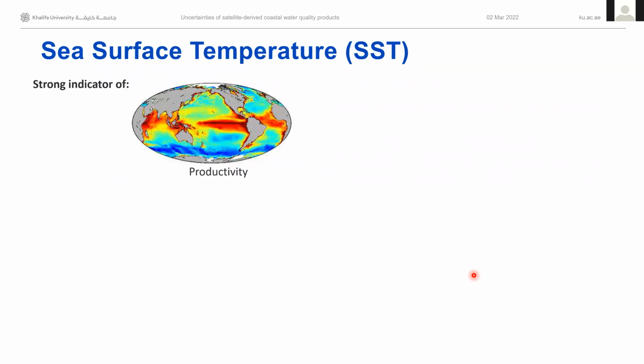So again, why the sea surface temperature and why I have chosen this parameter for today's presentation? Because it is a strong indicator of productivity. The changes of the surface temperature might change the mixing and the circulation of the water column. And by doing this, you are changing the biochemistry of the water by changing the position of the nutrients and improving, for example, the upwelling events sometimes in some of the oceans. Thus, the productivity might also increase.